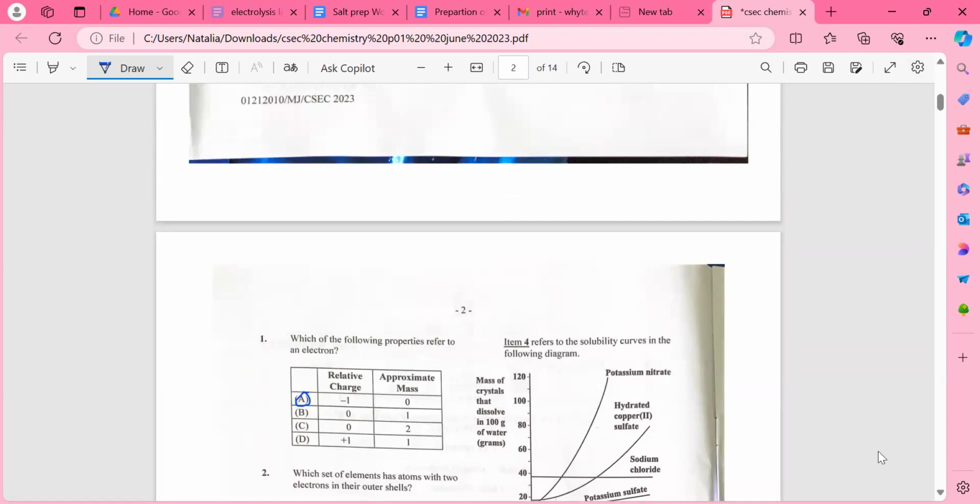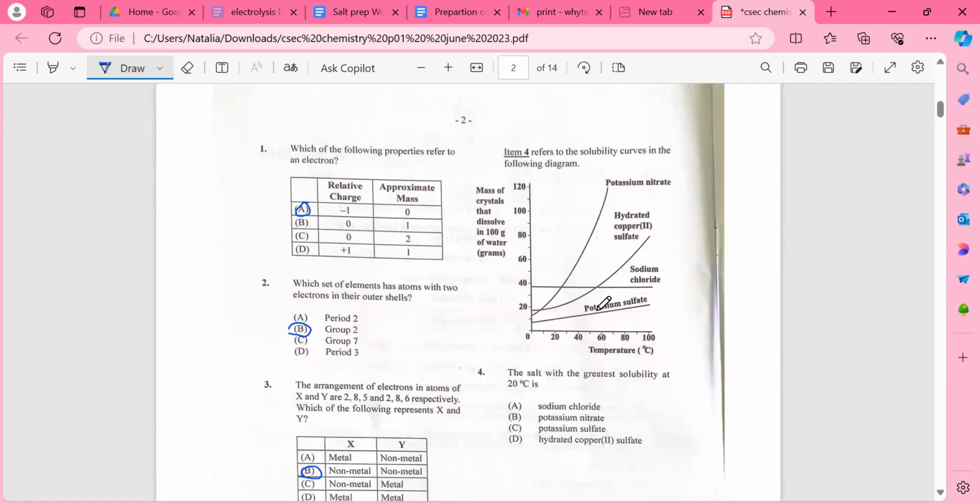Item 4 refers to the solubility curve in the following diagram. So here we have a solubility curve. It says, which one of the substances has the greatest solubility at 20 degrees Celsius? So we're going to find 20 degrees Celsius and see which substance has the greatest solubility. That is sodium chloride.